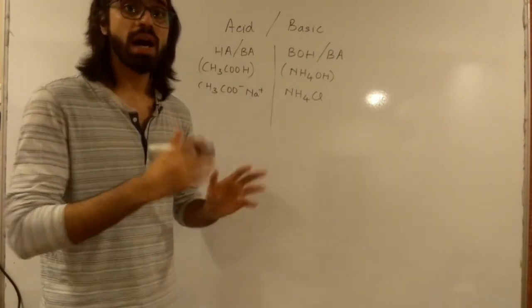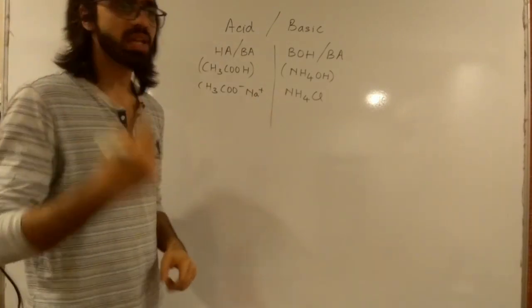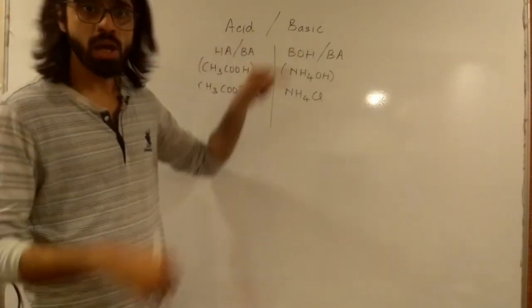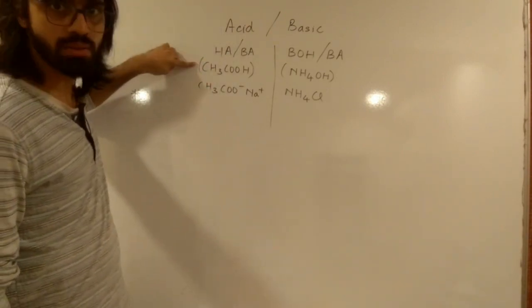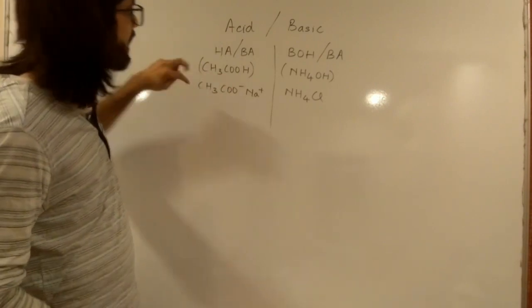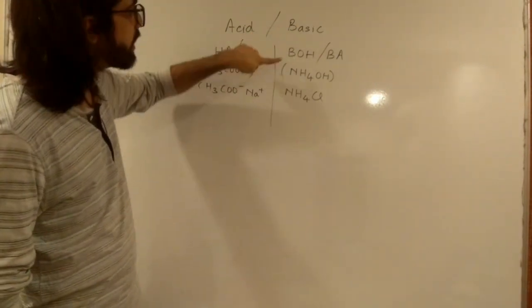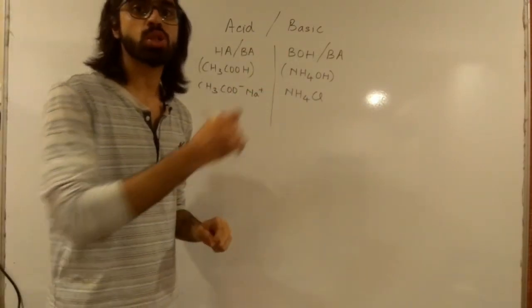All in all, how have you formed a buffer? That is what you need to learn from here. Buffers can be of two types. One is an acidic buffer, the other is a basic buffer. For an acidic buffer, you need a weak acid with its salt with a strong base, and for a basic buffer you need a weak base and its salt with a strong acid.